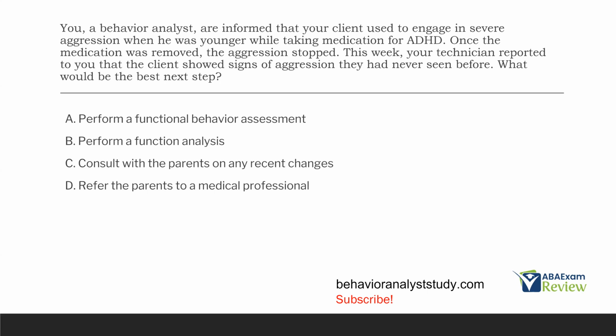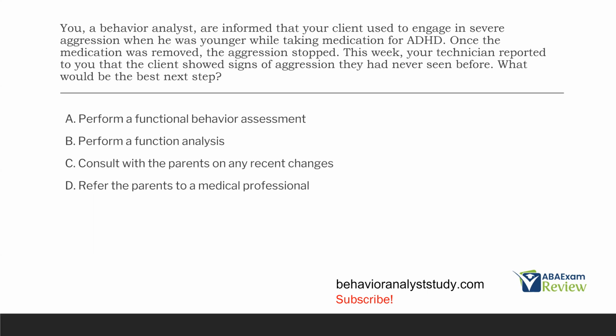A, perform a functional behavior assessment. Well, we don't need to do that yet for the aggression, okay? Given history, given our indirect assessments, given what we already know, there's no need to perform an FBA or even a functional analysis quite yet. We want to be parsimonious. We want to rule out the simplest explanations, and we always want to rule out medical factors first. So there's a few different things here at play that we need to go through before we start doing FBAs and FAs and that sort of thing. So if we look at C, consult with the parents on any recent changes, that will be our first step.